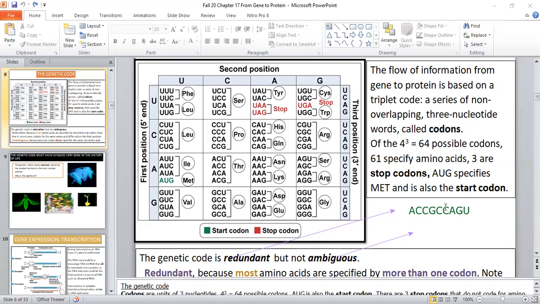Not ambiguous. Non-overlapping and not ambiguous. I'm just typing. Sorry, just typing everything. No problem, take your time.